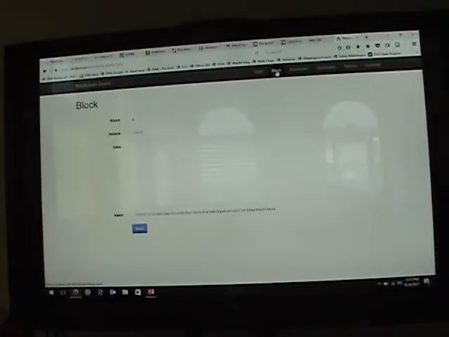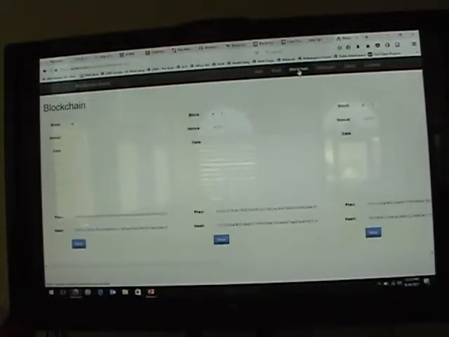The nonce, that's the number of times that the software had to go through before it was able to find a unique hash. That's also called the statement of work, or the proof of work. So that's where the fees come in.